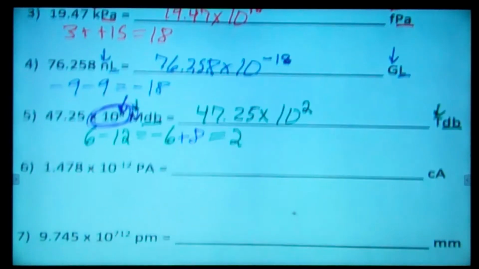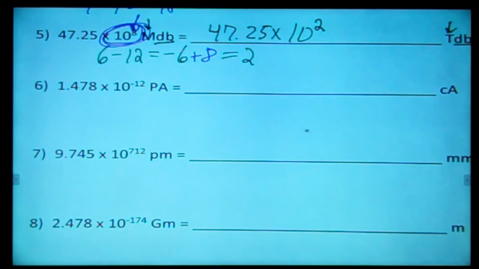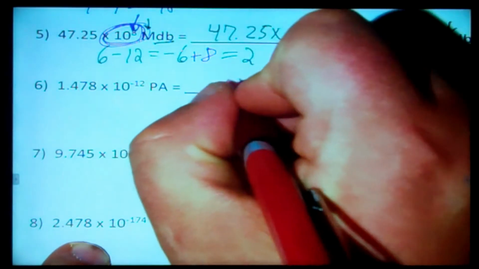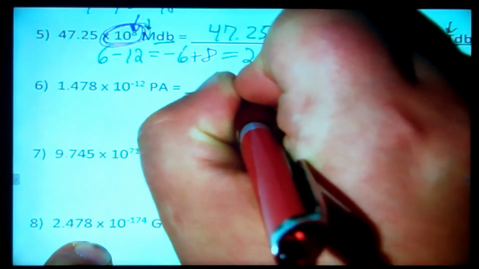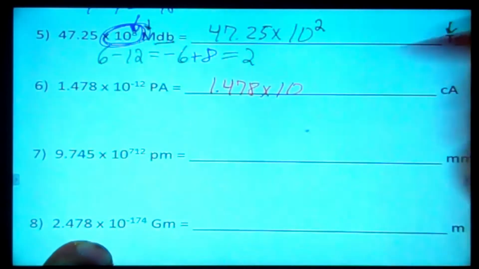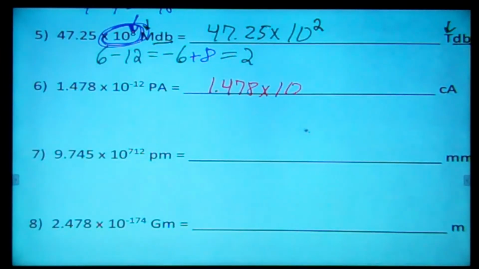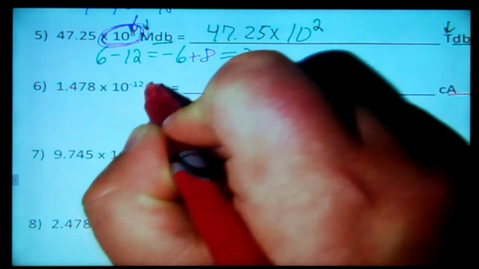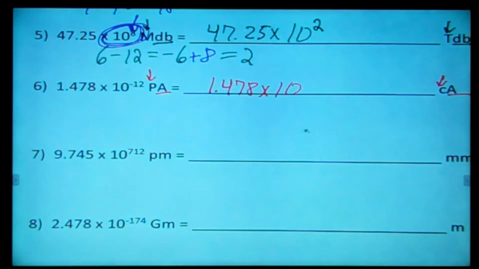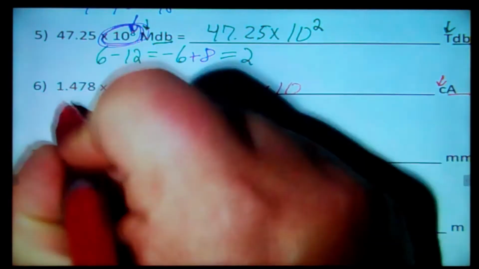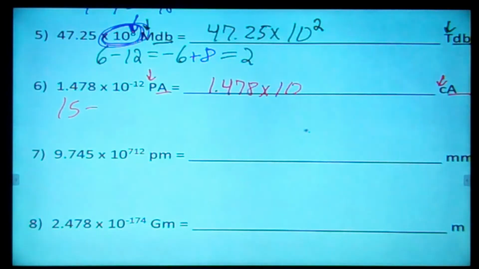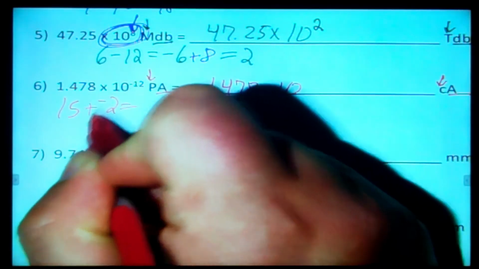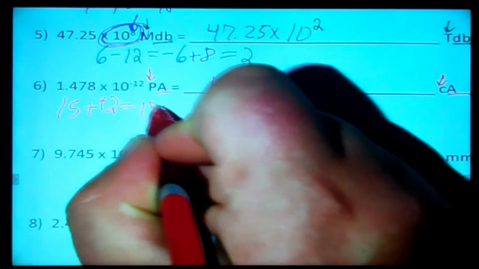Let's go to number 6. Number 6. Write the number down. 2.478 times 10 to something or another. Let's look. A is the same. We're finding the difference between peta and centi. Peta is 10 to the 15th, so 15, minus centi, which is negative 2. So add a positive 2, that gives me 17.